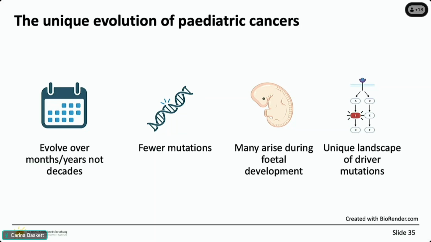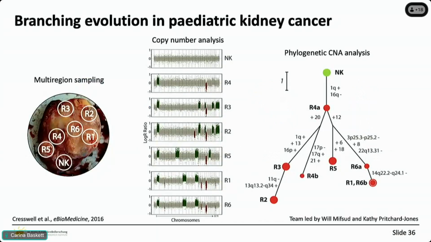Interestingly, many of them are thought to arise during fetal development, so this is actually an incredibly new context for the evolution of a cancer, certainly in the early stages. And because of this, they do have a very unique landscape of driver mutations. But of course, we can still do a similar type of study in these tumors.